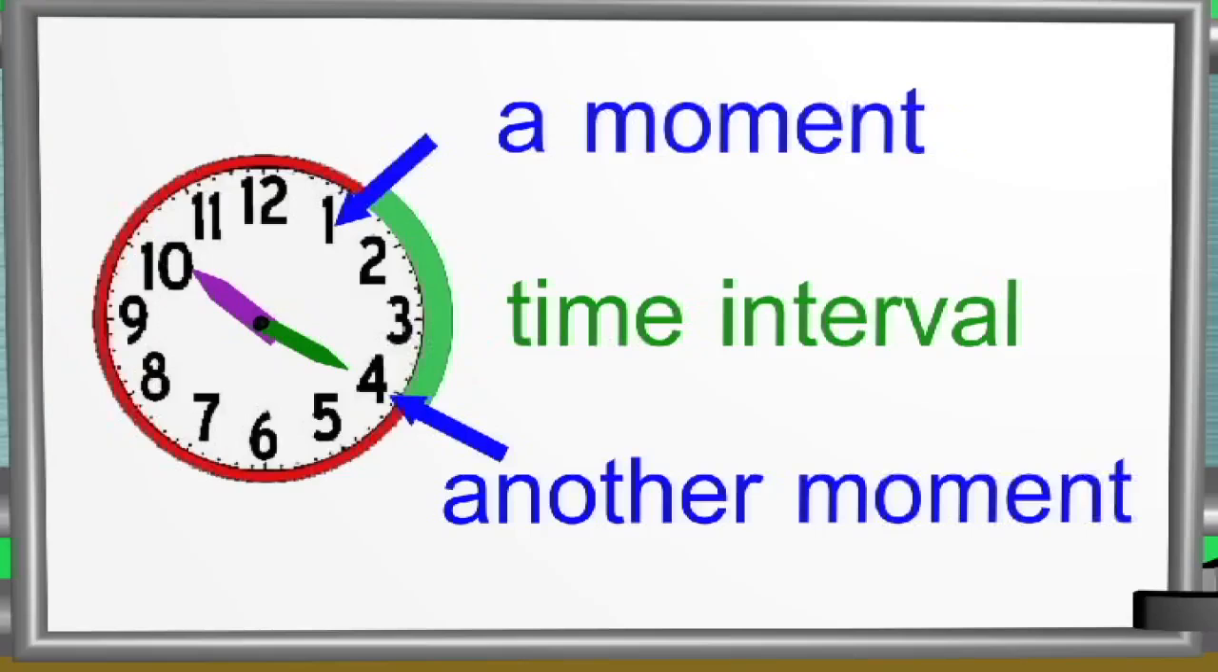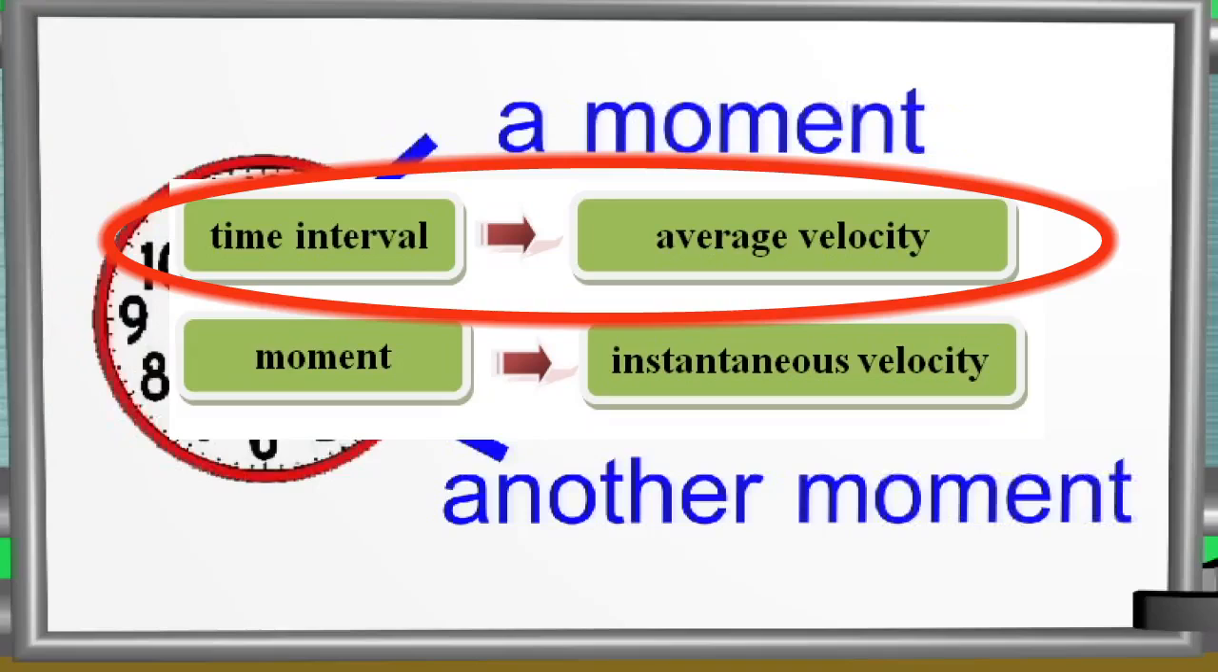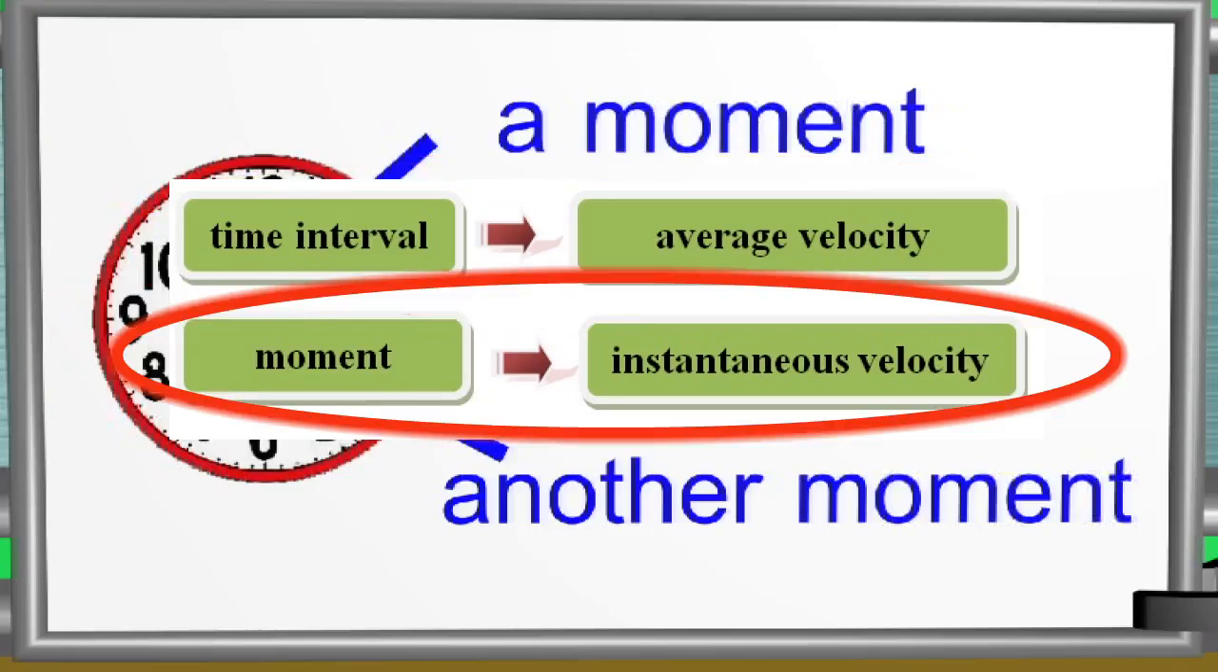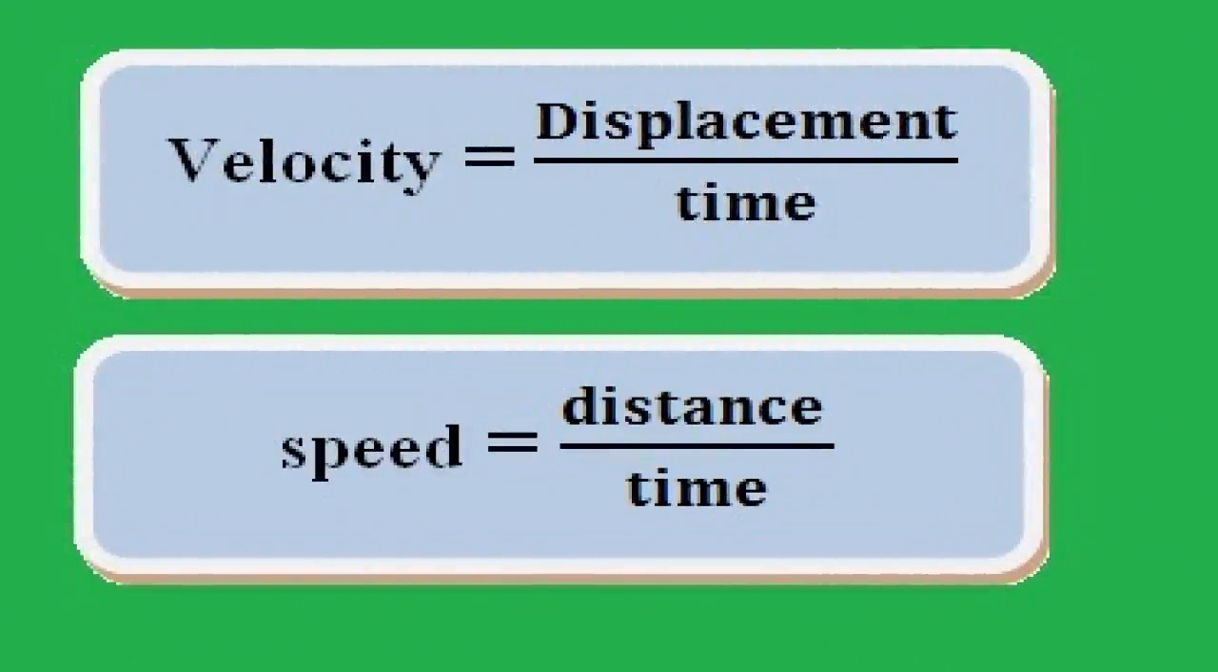For example, if you say calculate the velocity of a moving object from moment 5 to moment 7, you mean the average velocity between these two moments. And if you say calculate the velocity at moment 6, it is clear that you mean instantaneous velocity. First we limit ourselves to the average velocity. By definition, average velocity indicates how much a moving object moves in a given period of time.